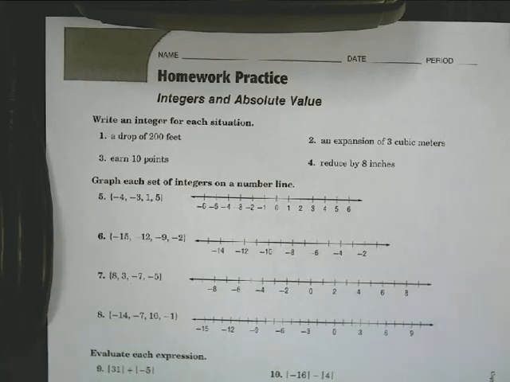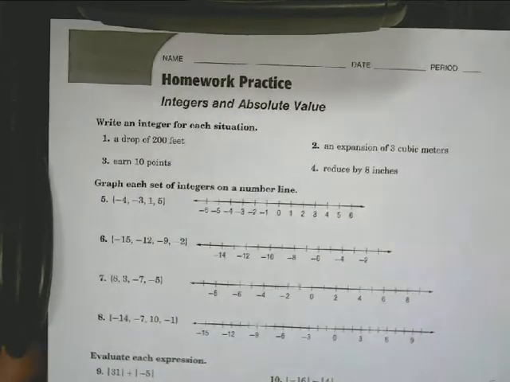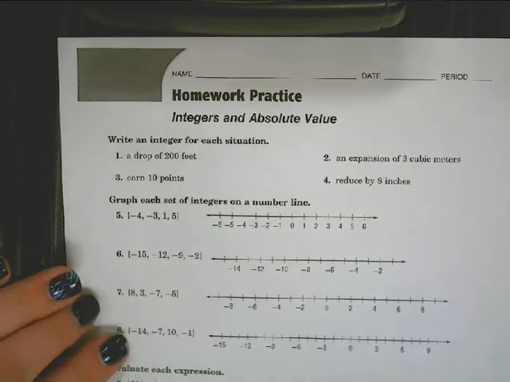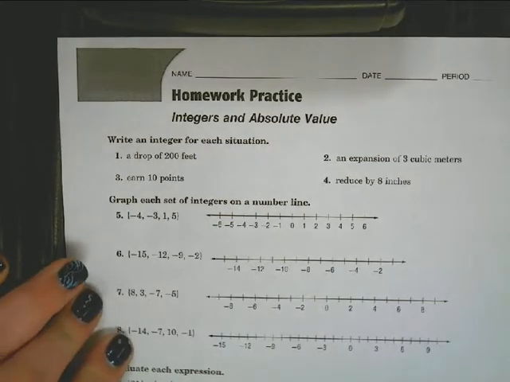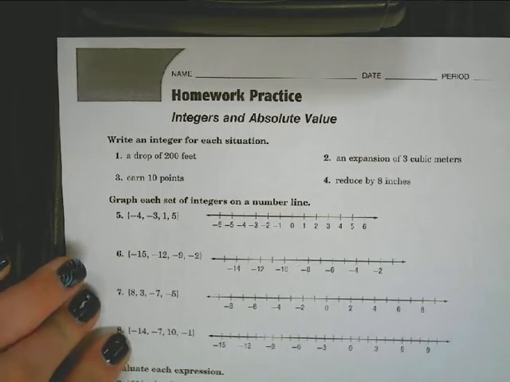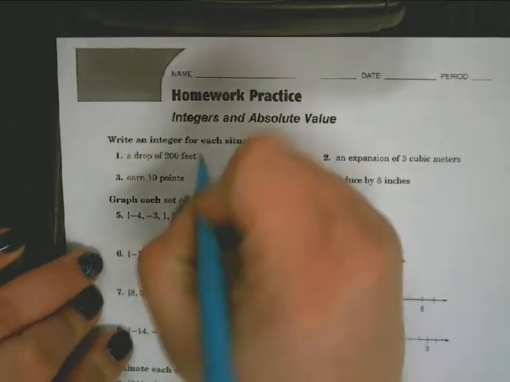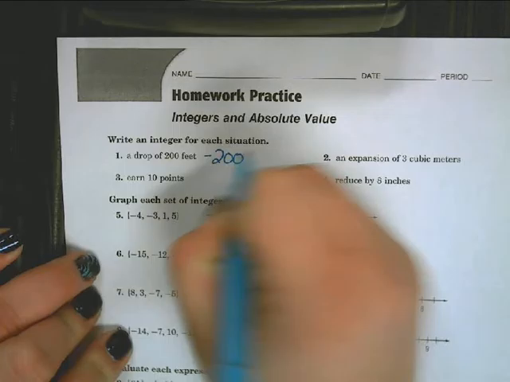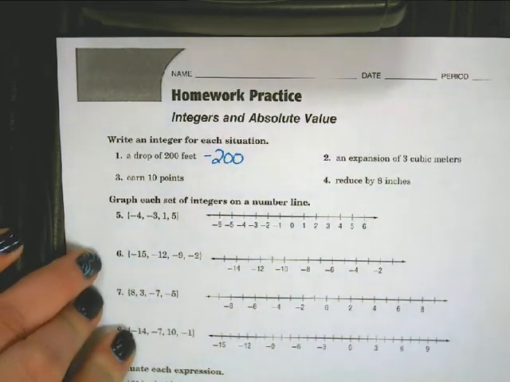Okay, number 1 on homework practice side, a drop of 200 feet. So we need to write an integer. Is that going to be a positive or a negative if it's a drop? Negative. So how do I write it? Negative 200. Make sure you're filling it out exactly like I am.